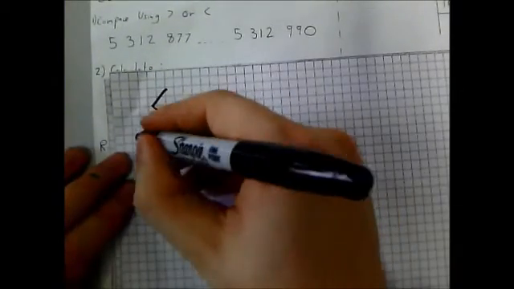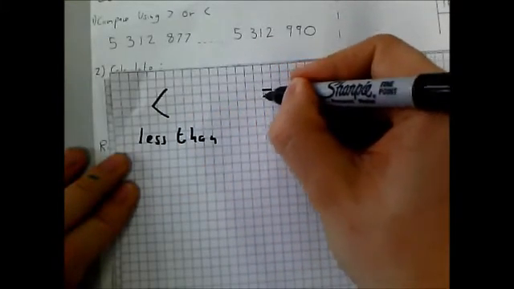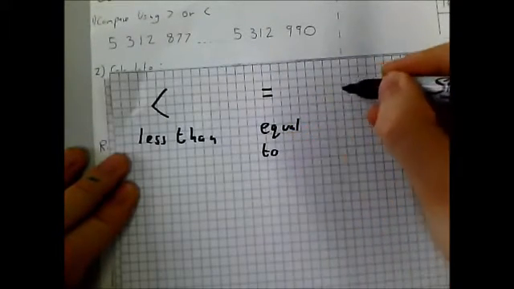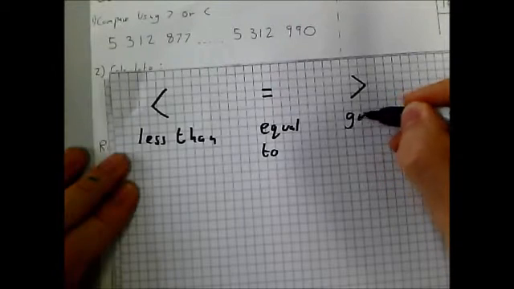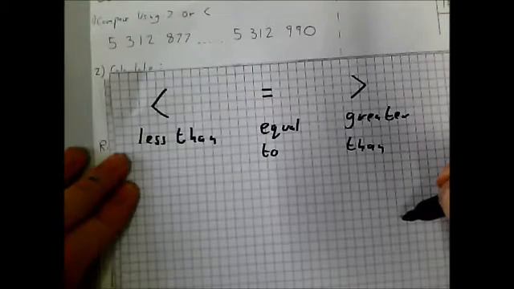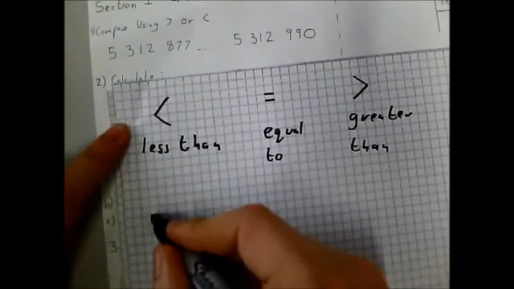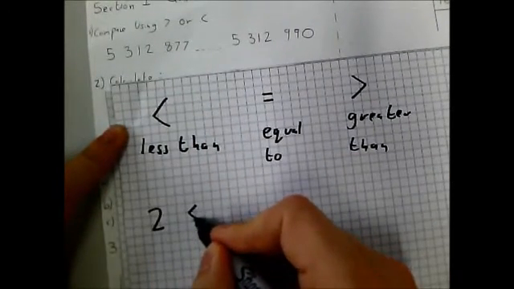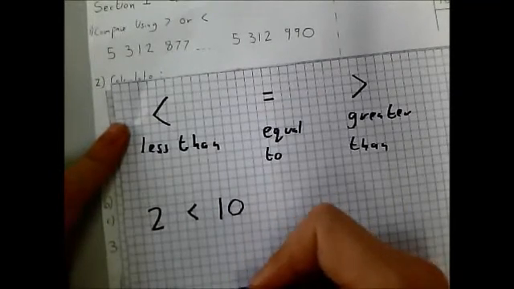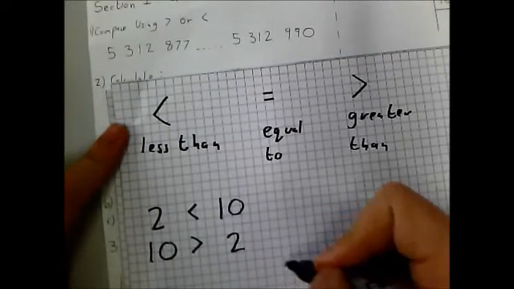Okay, so we've got this, which is the less than symbol. We have this, which is the equal to symbol, meaning they are the same, or equal to. And then you've got the greater than symbol. Okay, so that might be the first thing you're having trouble with. So really, if you've got a number less than another number, you might say 2 is less than 10, for example. Or you might put it the other way around and say 10 is greater than 2.